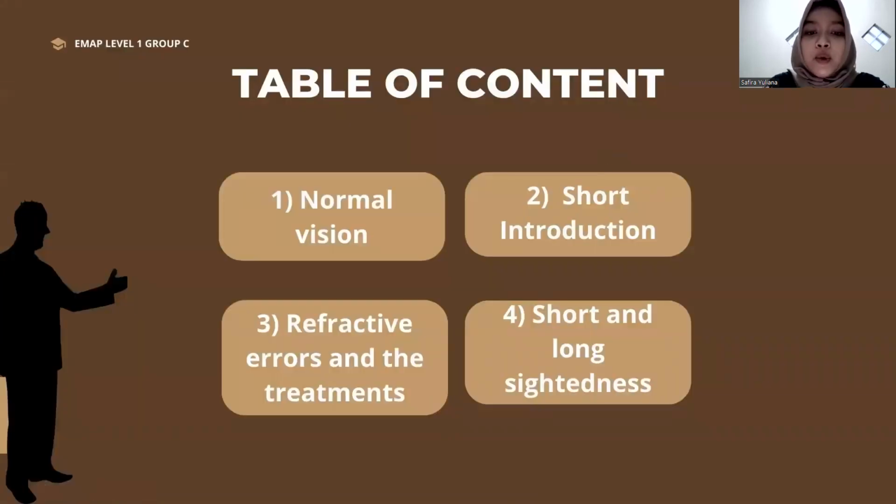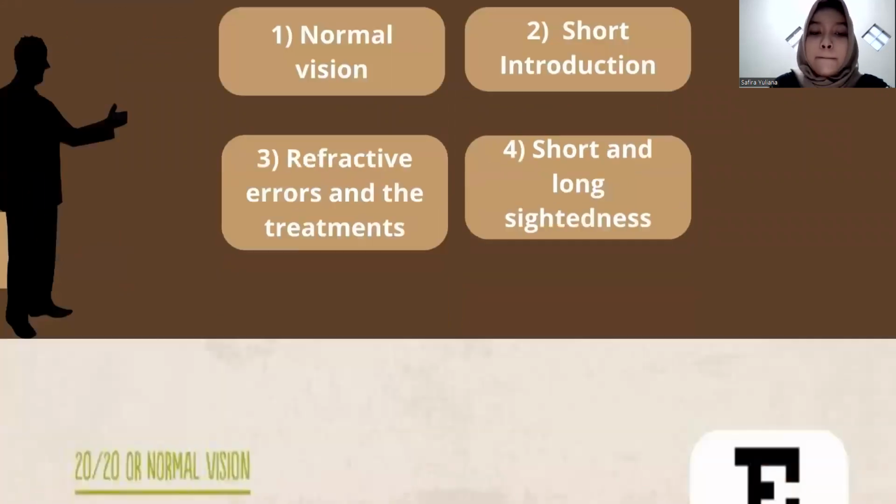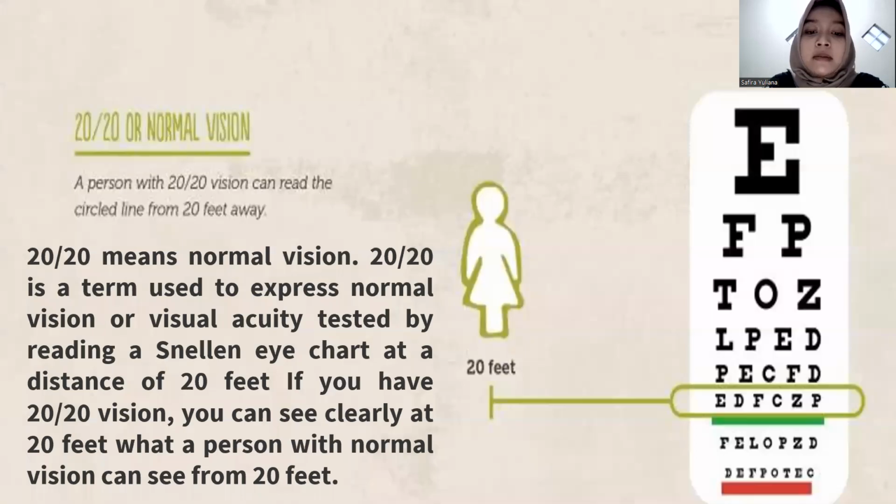Okay, to start with, I will talk about normal vision, then I will give you a short introduction on how our eyes work in normal vision. After that, I will talk about refractive errors and the treatments. Finally, I will talk about short and long sightedness. Let's begin with normal vision.